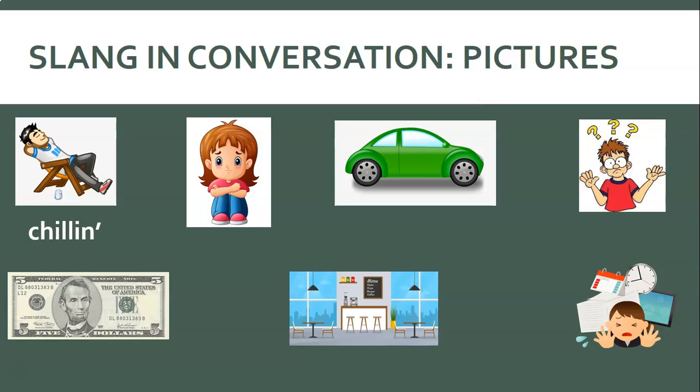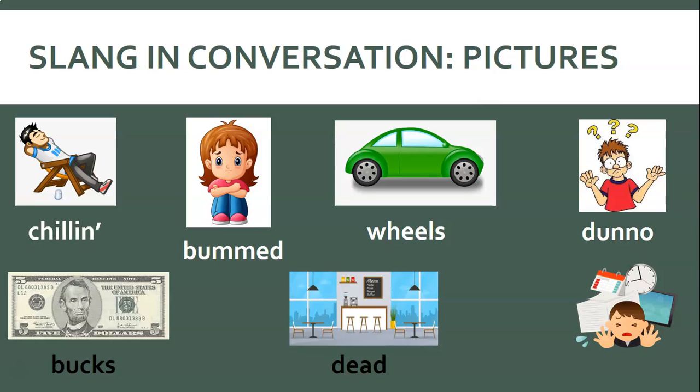Okay, for the girl, bummed. She looks sad, right? So bummed. For the car, remember wheels? And this guy, he's not sure. Don't know. Remember, don't know. And for the $5 bill, bucks, $5. Hey, can I borrow $5? The next picture, it's a restaurant or cafe with no people inside. It is dead. It's empty. And the last one, she looks a little stressed, has a lot to do. She is swamped, very busy.